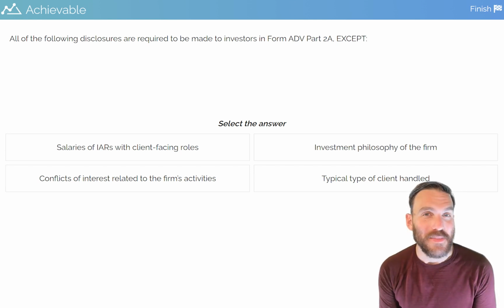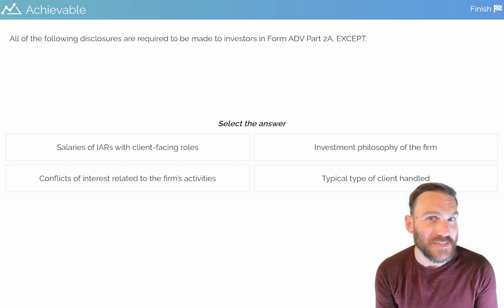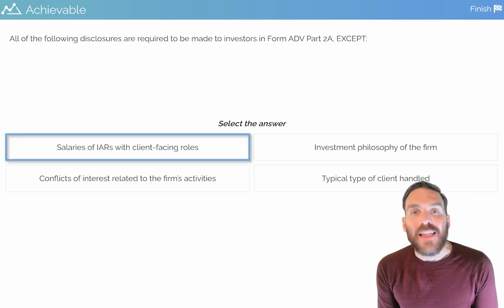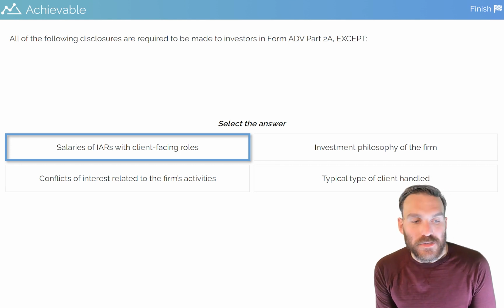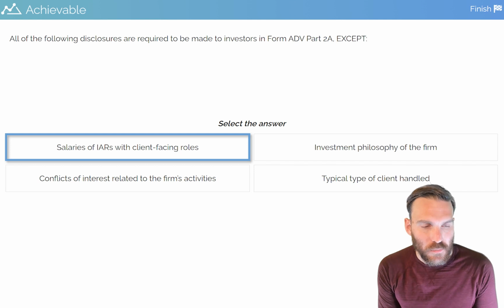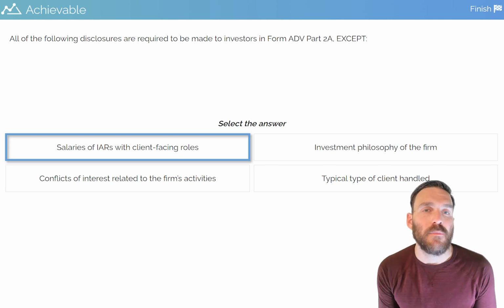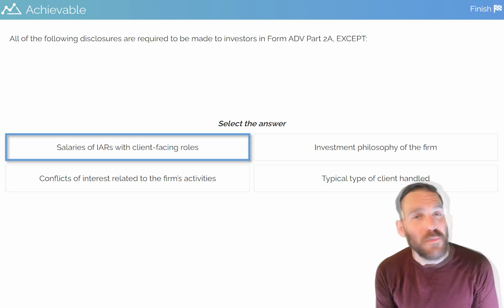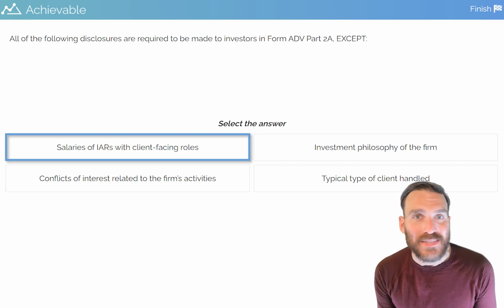All right, you think you have the answer? Let's go ahead and see. We'll start with the top left answer that's in front of you. Salaries of investment advisor representatives with client-facing roles. That's an interesting one. We talked about how the brochure covers fees and compensation received by the advisor. But remember, when we're saying the term advisor, we're talking about the business itself.